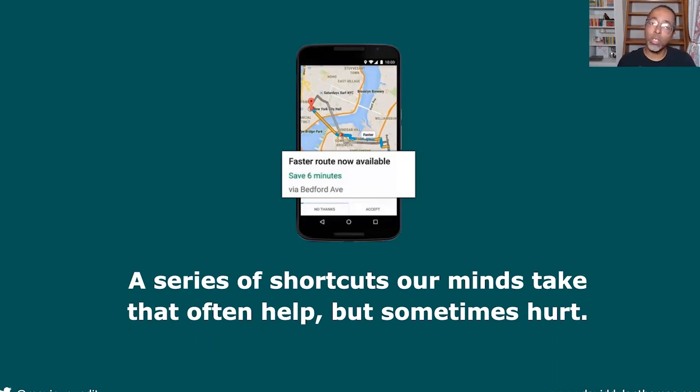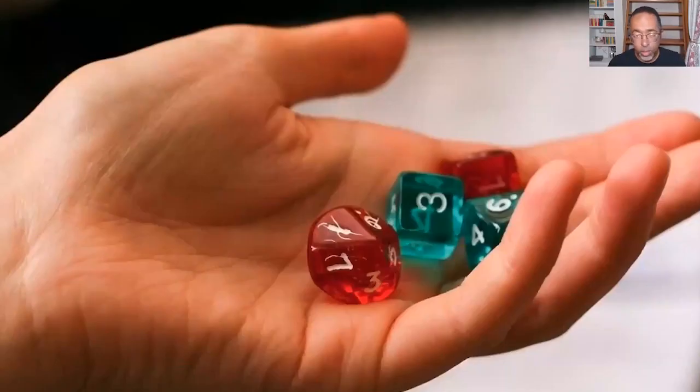So it's actually a good thing that a lot of our lives are spent on autopilot. But unfortunately, the autopilot sometimes gets it wrong. And we call those errors cognitive biases. So here's a fun one. It's called illusion of control.